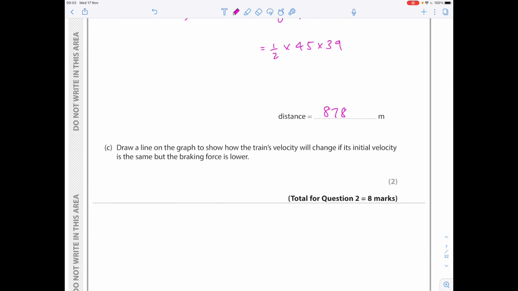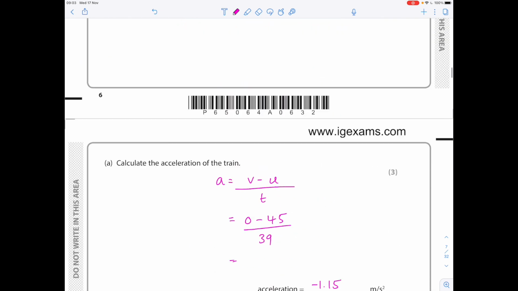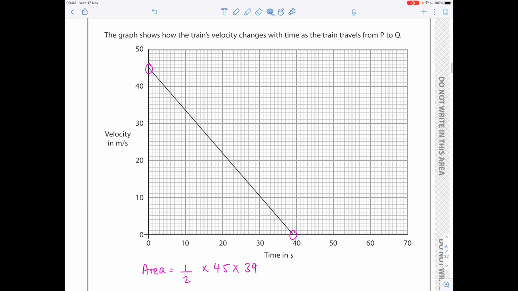Draw a line on the graph to show how the train's velocity will change if its initial velocity is the same but the braking force is lower. Well, that means it will decelerate slower, so that will be a shallower gradient.